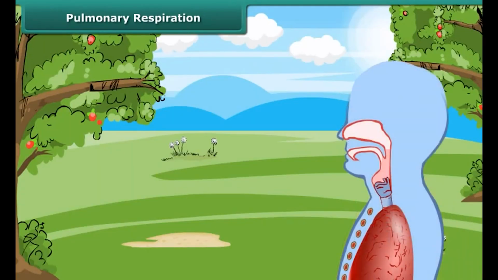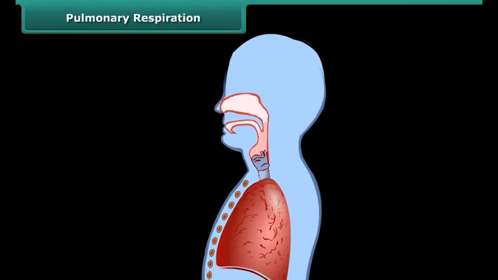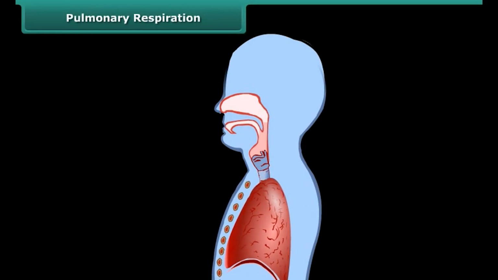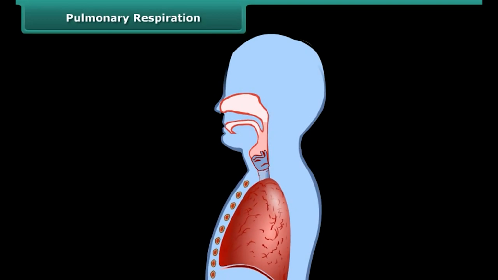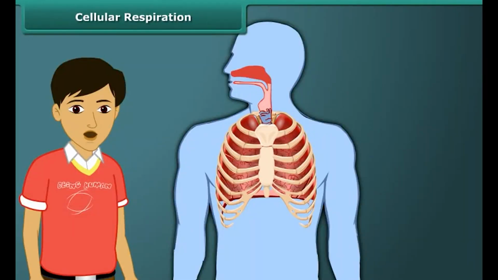During inhalation, the chest rises as the lungs are filled with oxygen, whereas during exhalation, the chest falls as the carbon dioxide is emptied from the lungs. Such visible breathing is known as external or pulmonary respiration. We will now look at internal or cellular respiration.